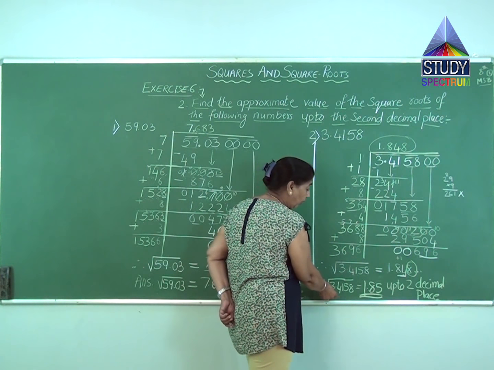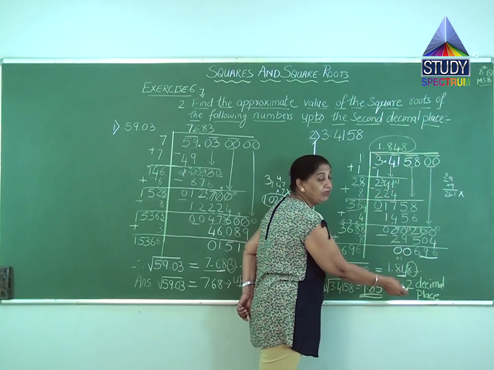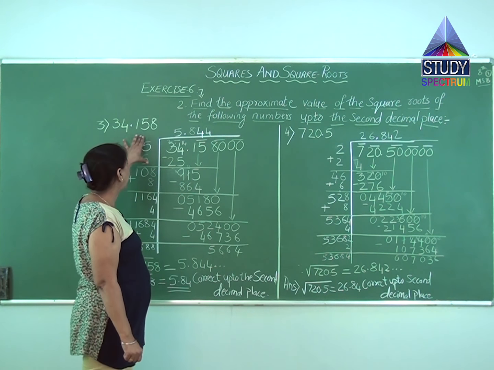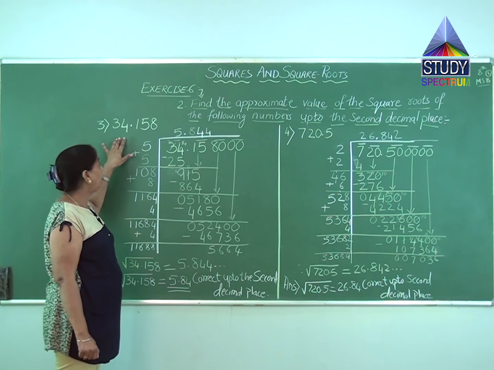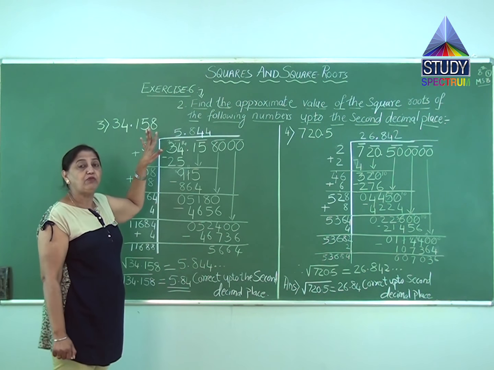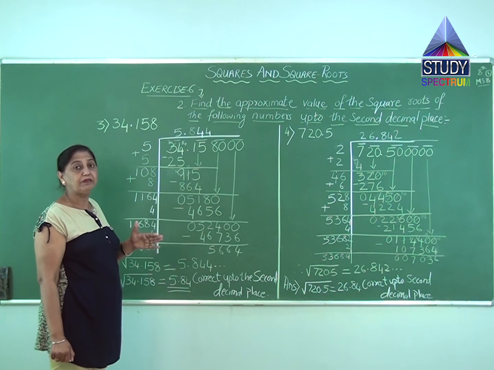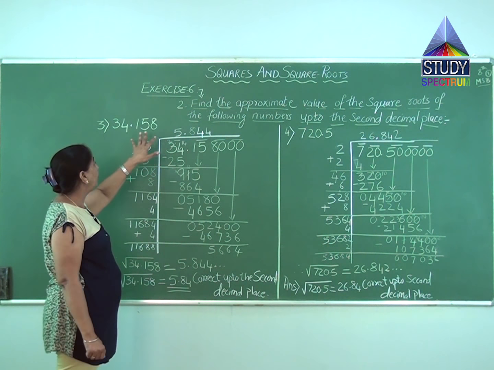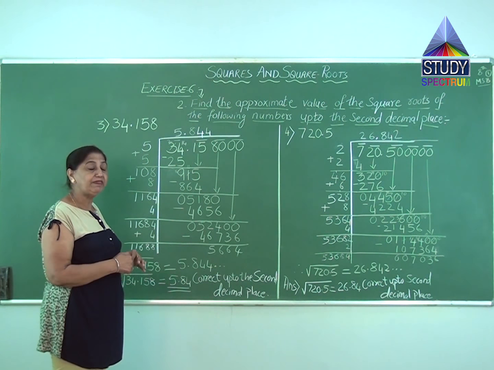So the square root of 3.4158 is 1.85. That is up to the second decimal place. Now let's do the third sum of this exercise. In the third sum, they have asked us to find the square root of 34.158. Again we have to follow the same procedure as in the last two sums. You have to solve this by the division method. You will write this number inside this, and then you will make pairs of 2. Again the question is the same: you have to find up to the second decimal place.